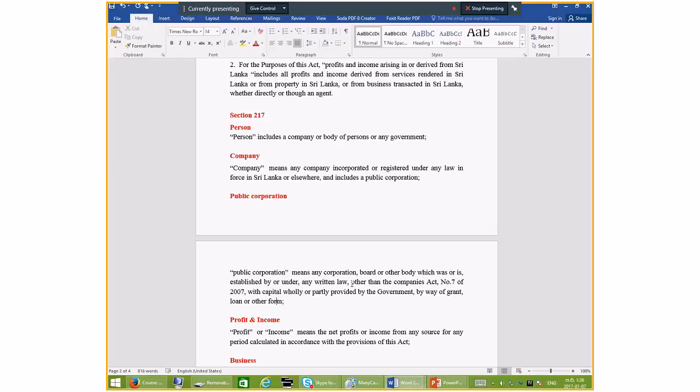Right? These definitions are very, very important. Wherever in the body of the Act these words appear, profit and income, the word person, they are stated and described. Then we have to go by this meaning. On that basis, we have to interpret the words.